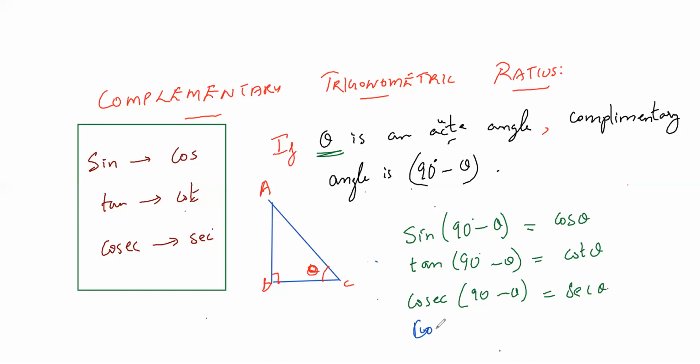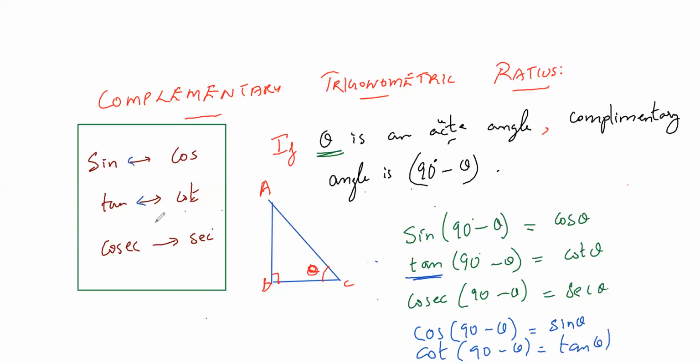Similarly, I can also write cos 90 minus theta. In the first one I wrote sine 90 minus theta; now I am replacing this sine with cos. Cos 90 minus theta is sine theta. Now I am replacing tan with cot: cot 90 minus theta is tan theta. And this is vice versa, everything is vice versa. Last one, sec 90 minus theta is cosec theta.